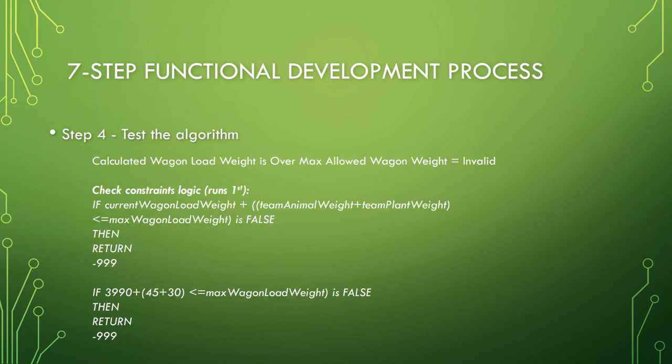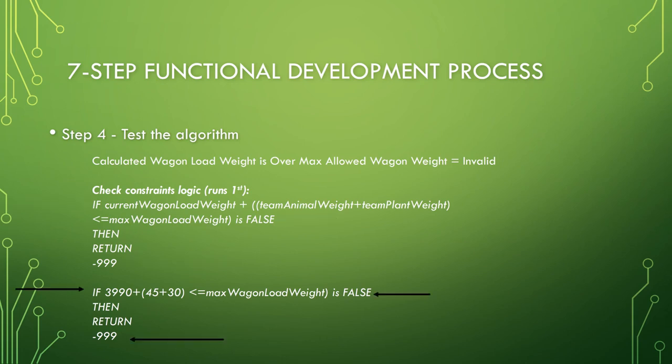Our pseudocode comprised the logic to check for invalid parameters, namely, if the wagon load weight goes over the maximum wagon load weight with the addition of hunted animals and gathered plants. If it does, then an error is returned.